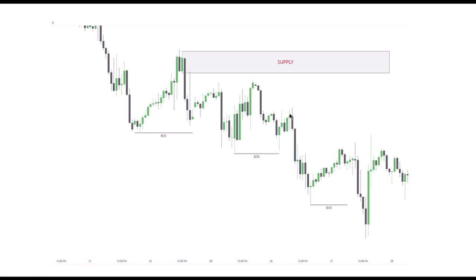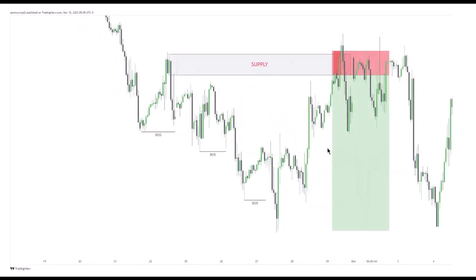This is probably how you mark your supply. You have a bunch of break of structure, and that edge of the very first move. I think this is the common way of marking a supply that you've been taught. And what you expect is for price to trade back to that supply and actually sell off. Price actually trades back to that supply, but not respecting the order block there. Instead, price had to take out that high and then finally sell off.